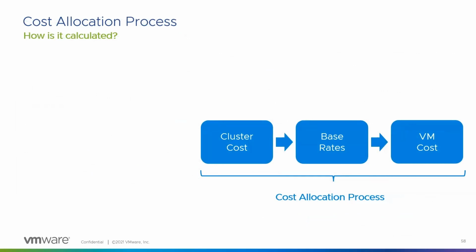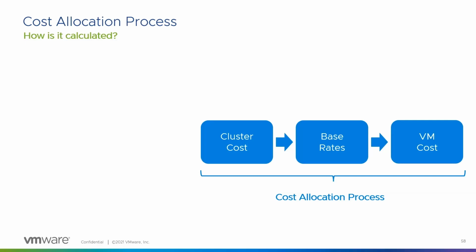So now we want to dive in a little bit more into how the costing works and how you can do some of the configuration to get it to work the way that makes the most sense for you. The first one is the cost allocation process. The important part to know at this point is the system starts from the cluster cost, and it calculates what we call the base rate.